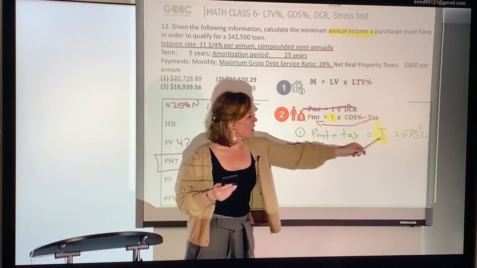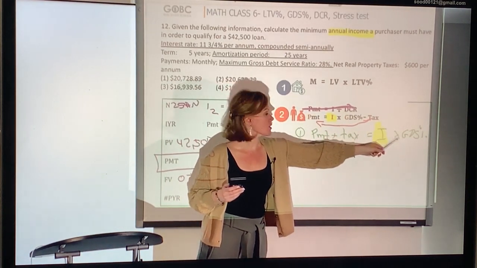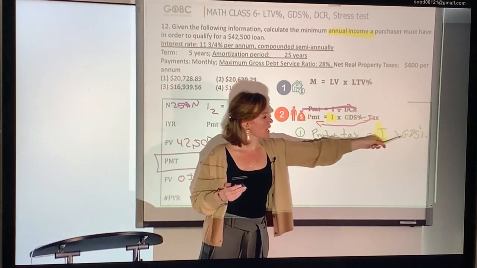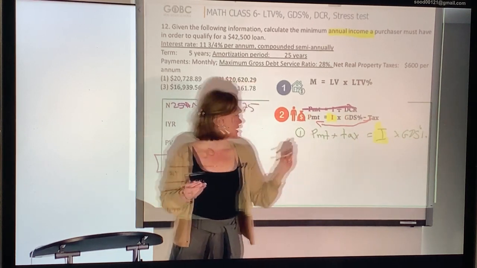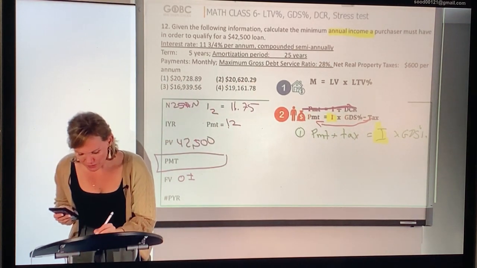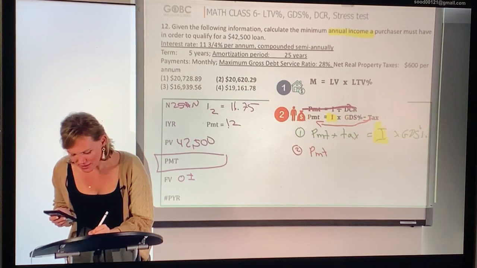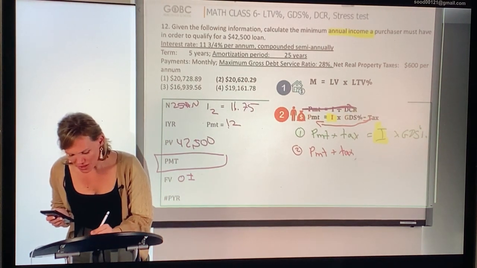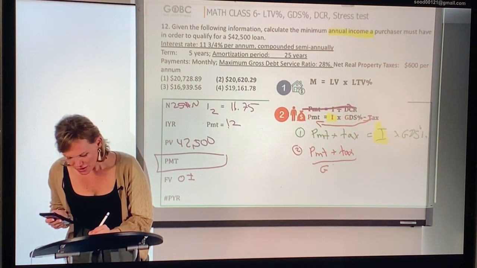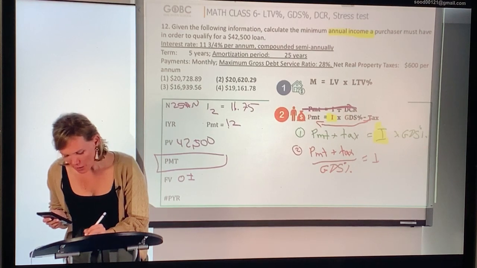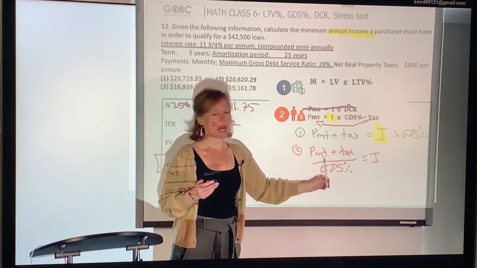Okay, so if I want my income by itself, that means I need to also move the GDS on the other side. How do I move it? If it's multiply, I have to move the GDS as divide. Right, so basically I'm going to do step number 2. Payment plus tax stays the same. Now I'm going to move the GDS, so I'll divide it by GDS. Okay, and now I have income on its own. So now I'm happy. Do you follow me?